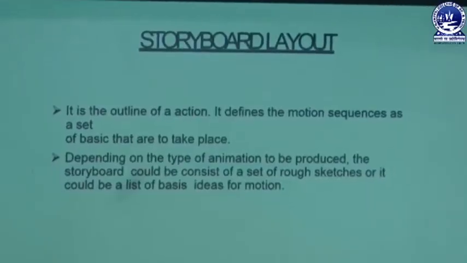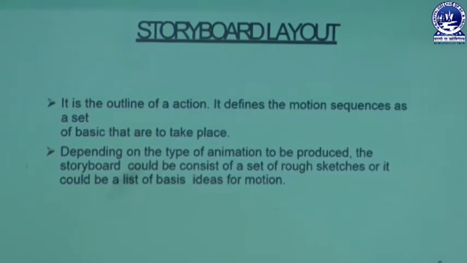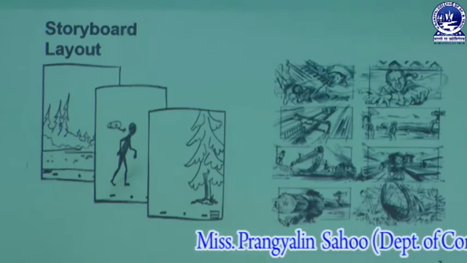As you know, it provides different types of elements, which I have already discussed. The first one is the storyboard layout. Here the storyboard layout provides the outline of the actions. That means it defines the motion sequence as a set of basic events that are to take place. Depending on the type of animation to be produced, the storyboard could consist of a set of rough sketches, or it could be a list of basic ideas for motions. Okay, that's your given structure of the storyboard layout.